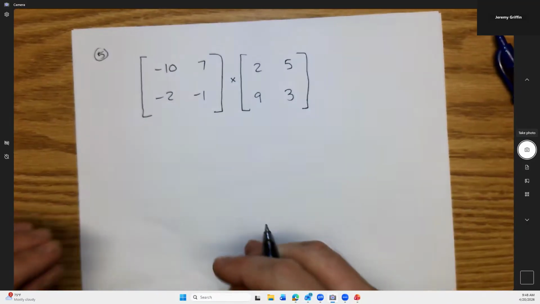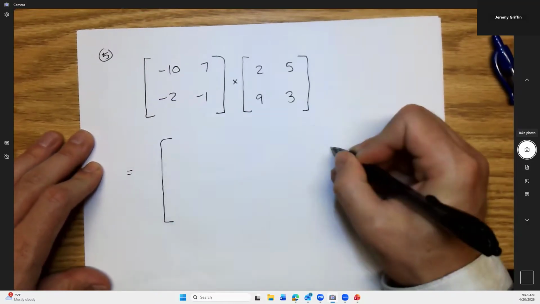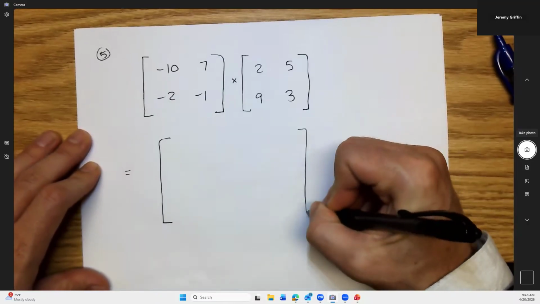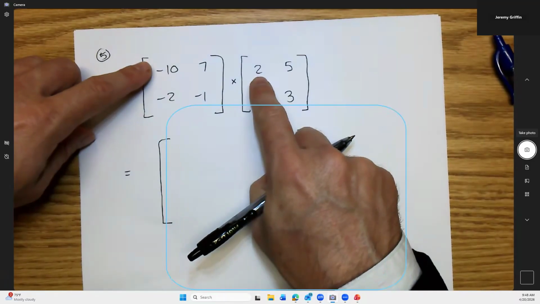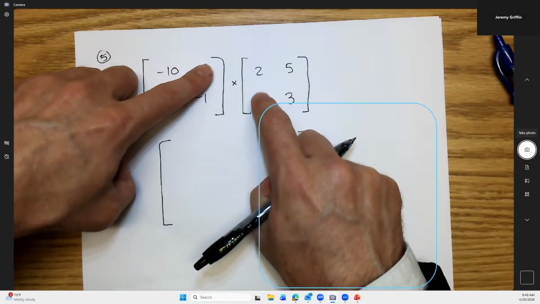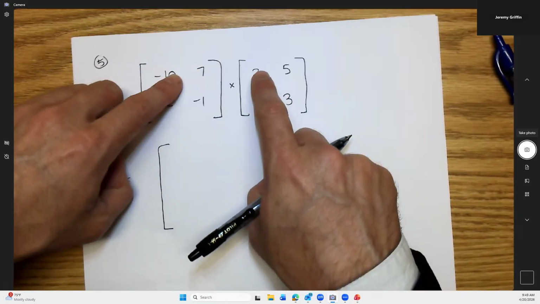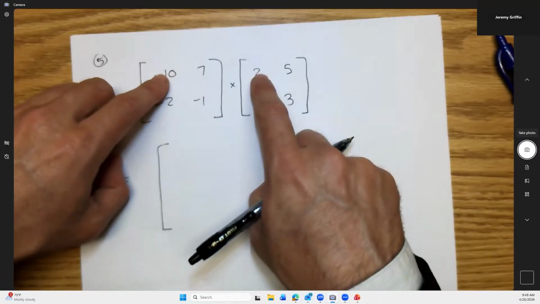So how do you multiply a matrix times a matrix? What it ends up being is, you go across the row on the first matrix and down the column on the second matrix. You guys see that? See how I'm moving my fingers here? Across the row here and down the column here.